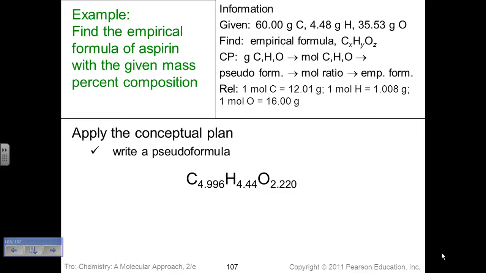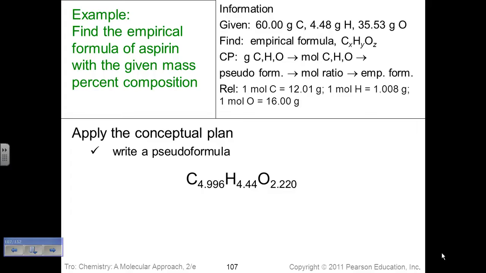4.996, 4.44, 2.22. Alrighty, that ratio must be kept the same. I can't just round them away. So what was our strategy? Out of that list, what's the smallest number? 4.996 compared to 4.44 compared to 2.20. You got it. Oxygen's number is the smallest.